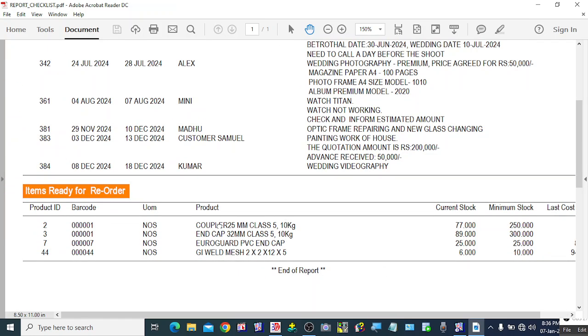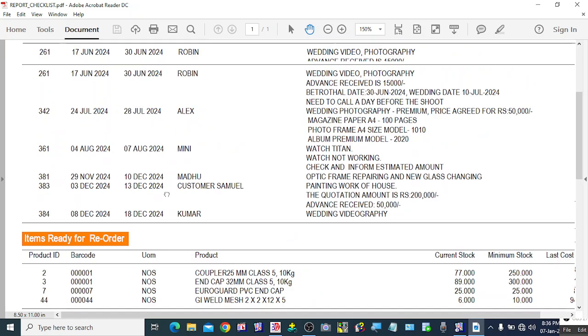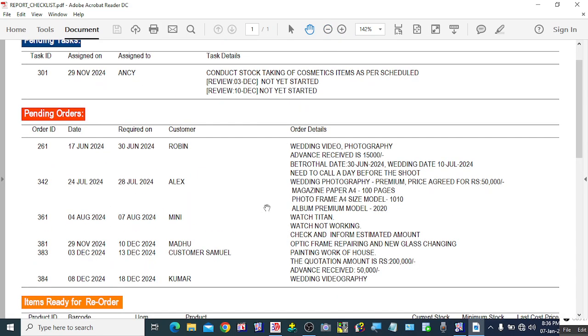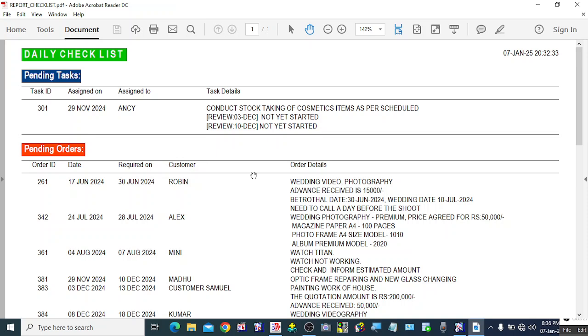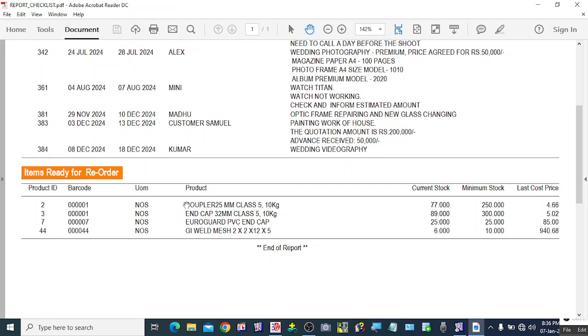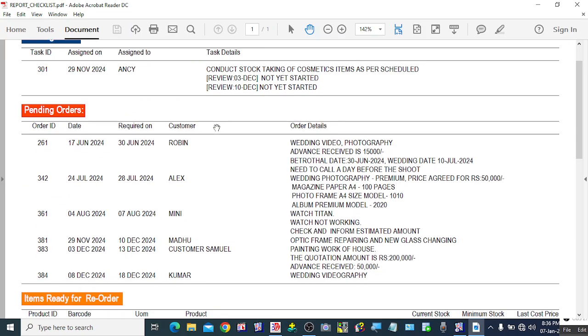So this reorder mechanism is very useful to manage all your stock intact. So generating and taking the proper action against pending order, pending task, and reorder level, these three things it is advisable to do on a routine level every day.